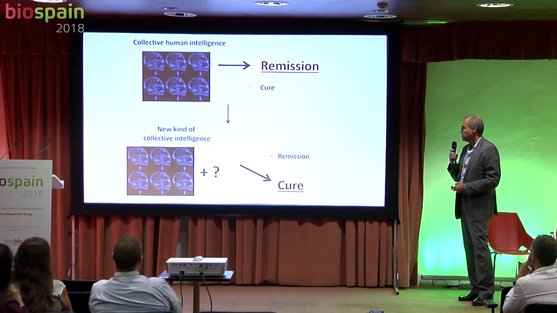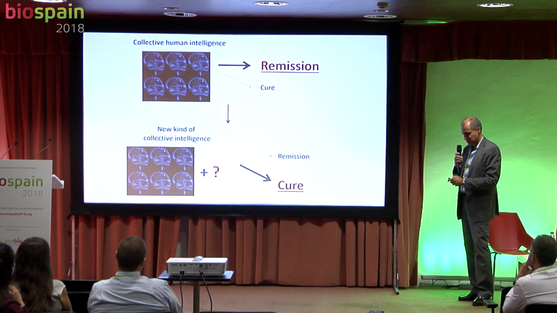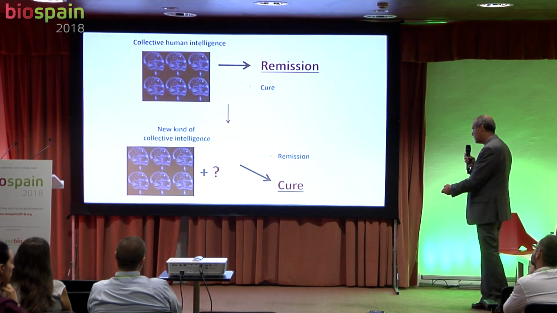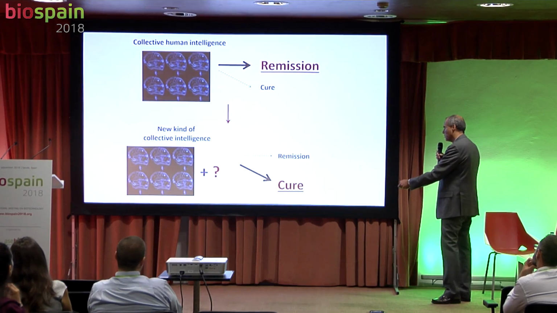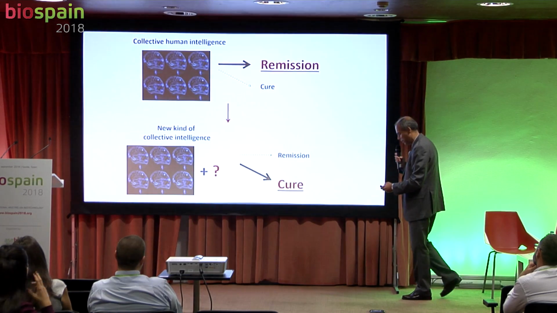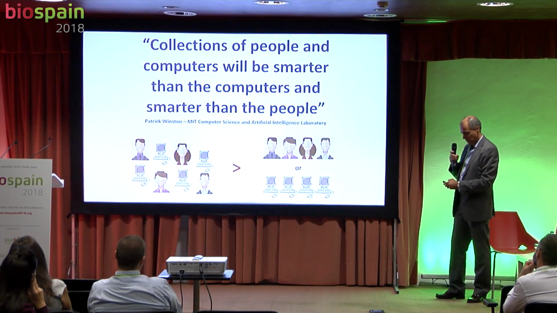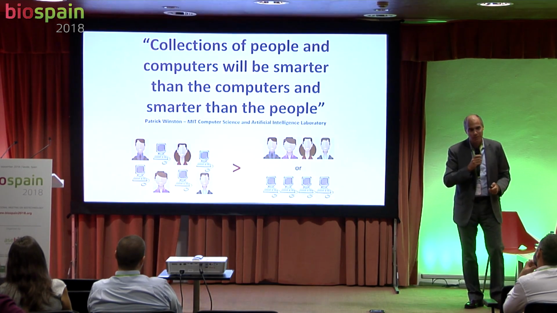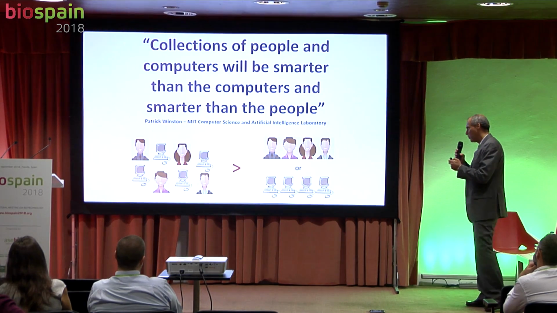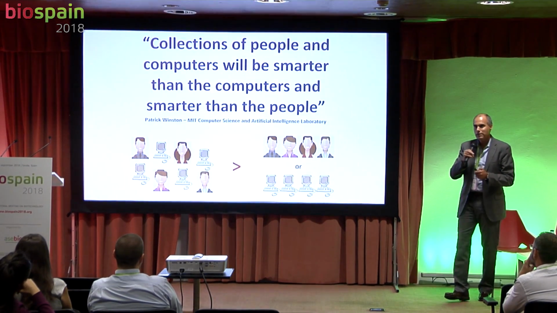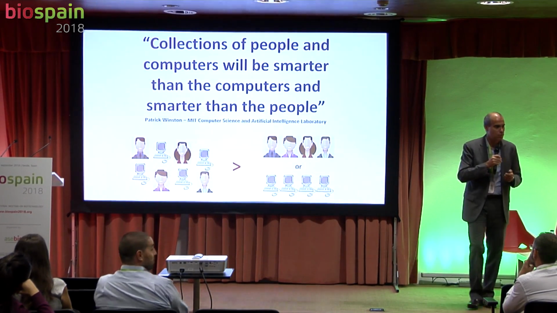And what we need to do is to create a new kind of collective intelligence, so collective human intelligence plus something. And this something is artificial intelligence. And I'm sure that adding artificial intelligence to our collective human intelligence, we will achieve this goal of curing people. Why? Because, as we said before, collections of people and computers will always be smarter than people working alone, or smarter than computers working alone. So what can AI add to our human intelligence?